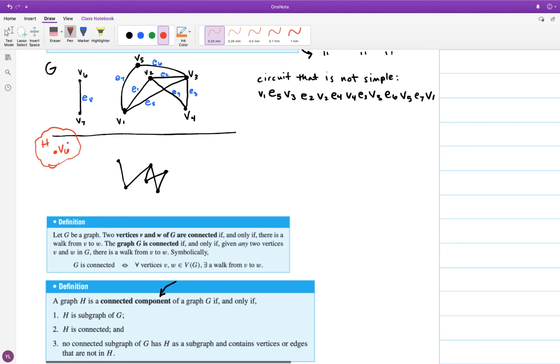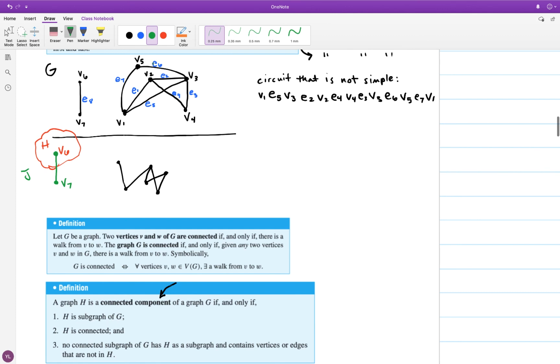of G. So the point is, H itself is not maximal in the sense that I could add on to V6 the vertex V7 and create a bigger subgraph of G that is also connected, and there's no other connected subgraph of G that properly contains J. So H is not a connected component of G, but J is. J is V6 together with V7. That would be a connected component of G. And it's very visual. Like if you look at G, you obviously see two connected components. This big blob here, and then this one here.